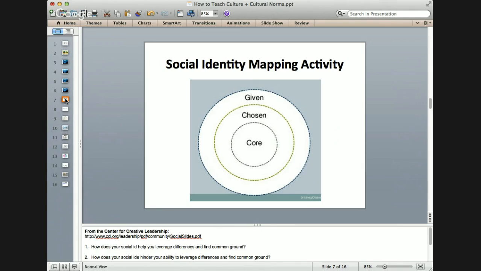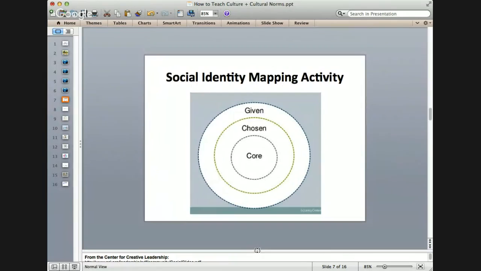But Melissa, Deborah, and myself, we're going to take a few minutes, and we're going to do this together. So this is called a social identity mapping activity. If you have a piece of paper, I want you to draw 3 circles that look like this, the inside being the core, the middle being the chosen, and the outer being the given. So I want you to draw these on your sheet of paper. I'm writing it even on mine. And in the given space, I want you to write down the things about you that are given.